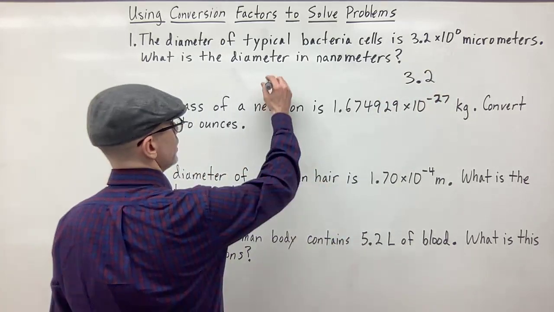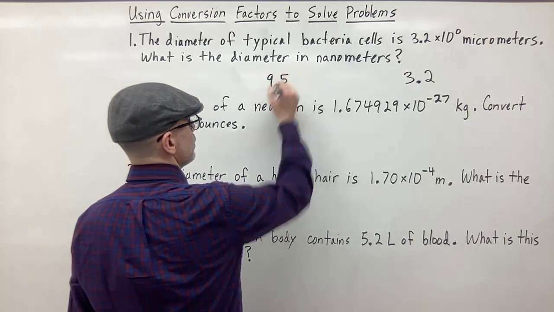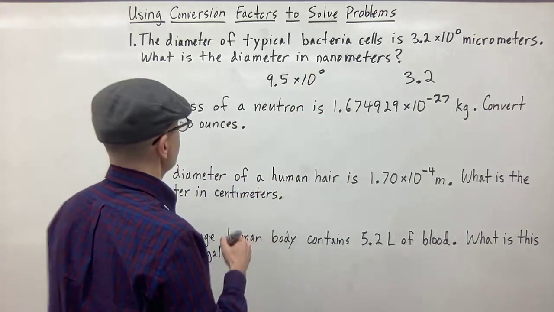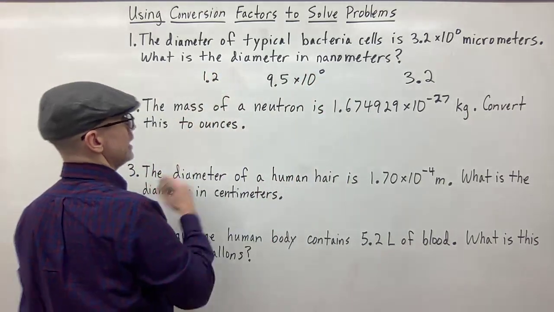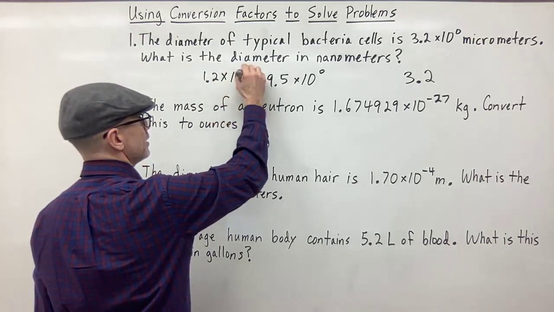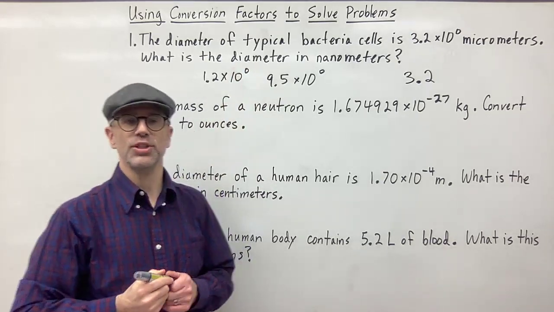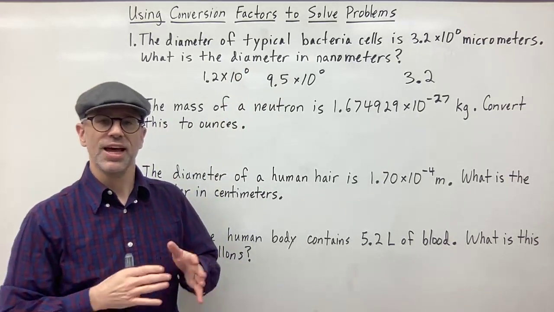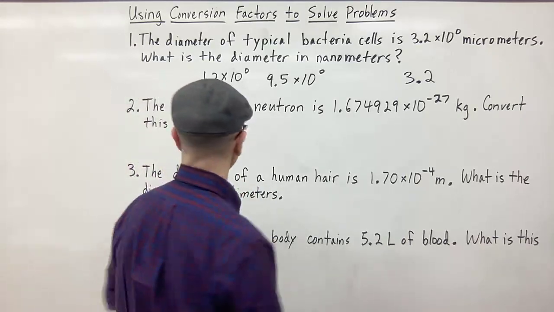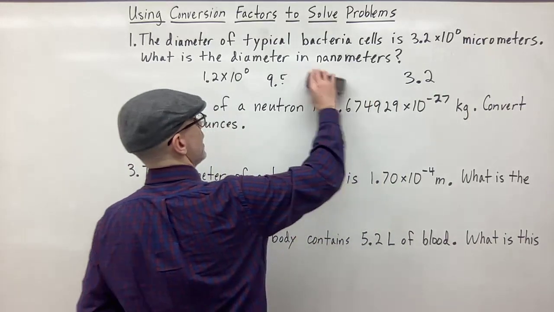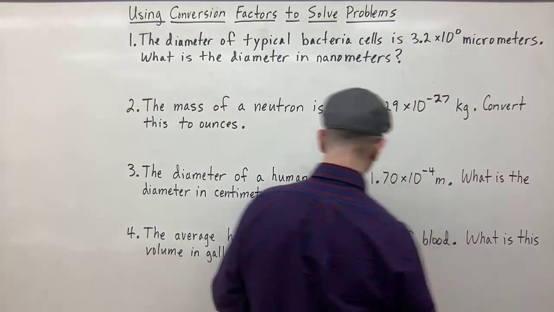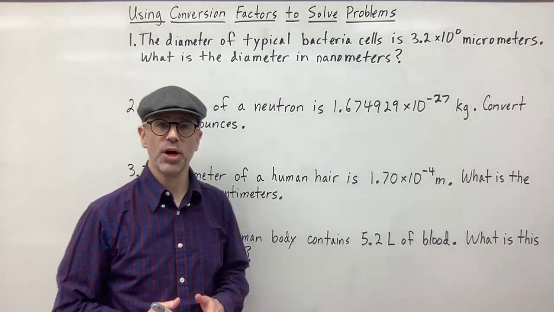So if I wanted to put 9.5 in scientific notation, it would be 9.5 times 10 to the 0. If I wanted to put 1.2 in scientific notation, that would be 1.2 times 10 to the 0. So that's how you put numbers that fall within the range of 1 and 10 into scientific notation. I just wanted to point that out from the beginning. So let's get into the conversion factor part of this.